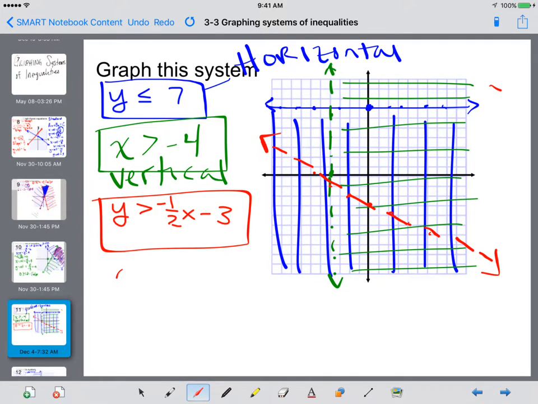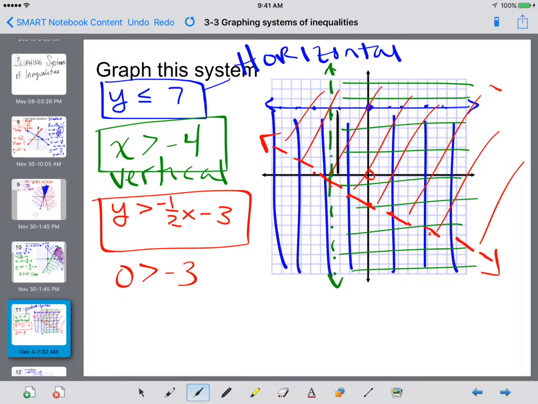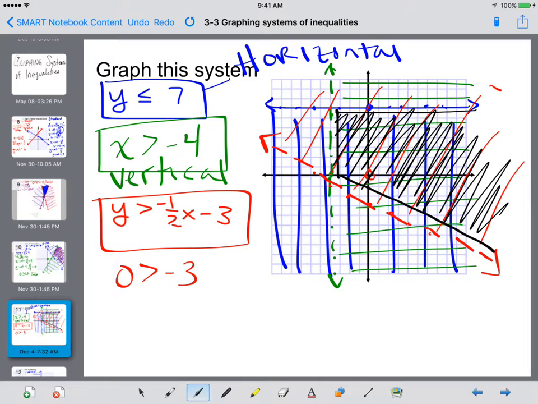And we have 0 greater than, put 0 in for x. Again, there's 0, 0. Is 0 bigger than -3? Yes, it is. So we shade the same side as 0, 0, in which, here's my shaded region. It's underneath the blue, to the right of the green, and above the red. So there's the region that we can shade all together.